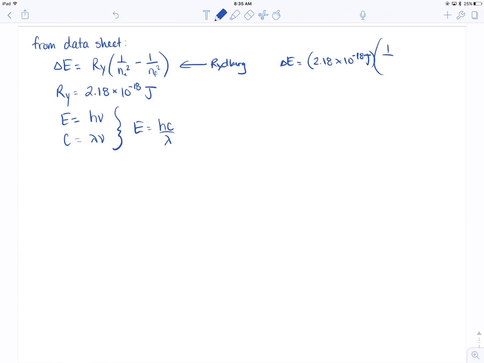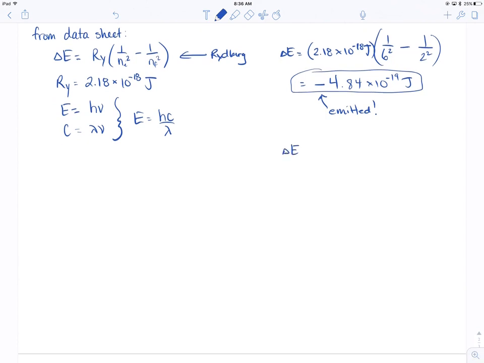So 1 over 6 squared, we're starting at the 6th energy level, and we're going to the 2nd energy level, so that would be this 2 squared. Plugging into our calculator, we will get negative 4.84 times 10 to the minus 19th joules. This negative sign indicates light is emitted, and that's what we're looking at, so that makes sense in terms of our check evaluate part. So that's the energy, and we know that delta E of the transition is equal to the energy of the photon emitted.